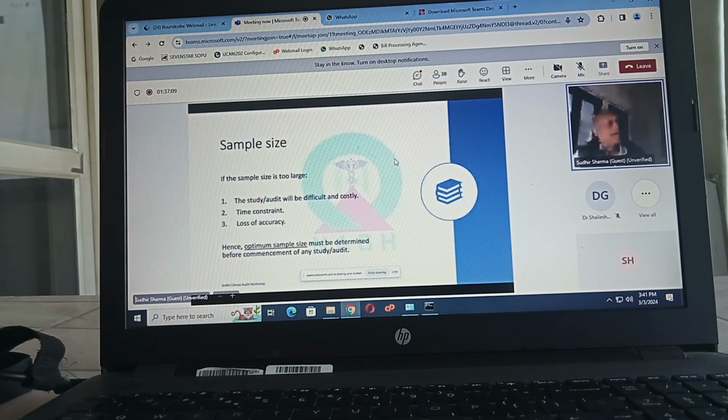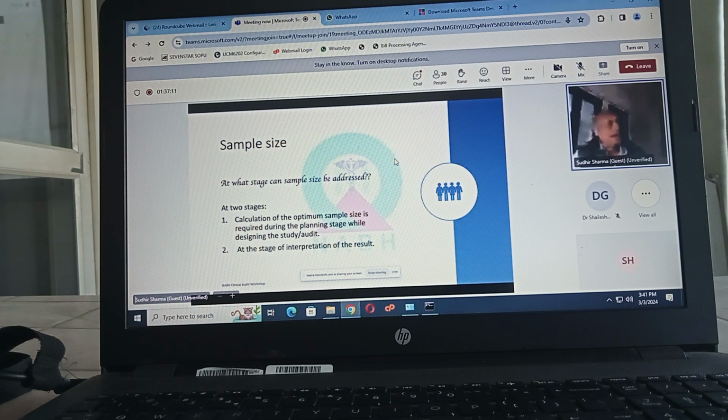At what stage do you address the size, at the chart stage, or even at the calculation stage, anyway. Mainly it is a big kind.